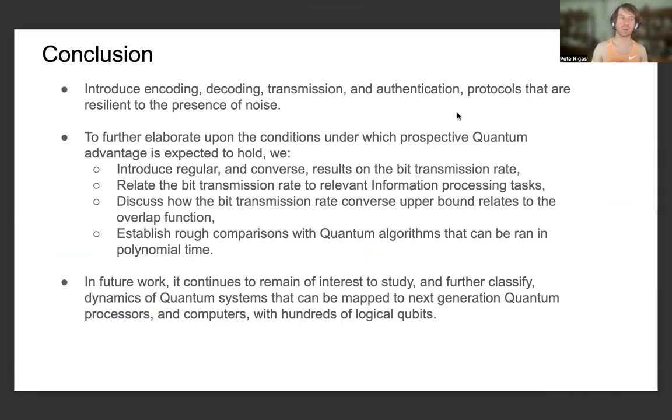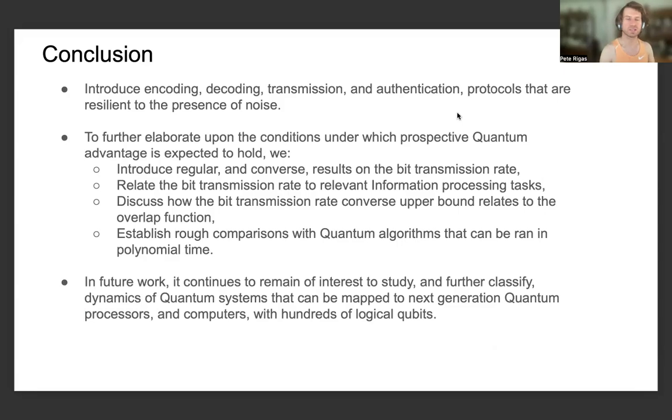And so the conclusion that we're going to close out with is that we introduce encoding, decoding, transmission, and authentication protocols that are resilient to the presence of noise. And altogether, to further elaborate upon the conditions under which prospective quantum advantage is expected to hold, we introduced regular and converse results of the bit transmission rate, and we related the bit transmission rate to relevant information processing tasks, quantum information processing tasks at that.